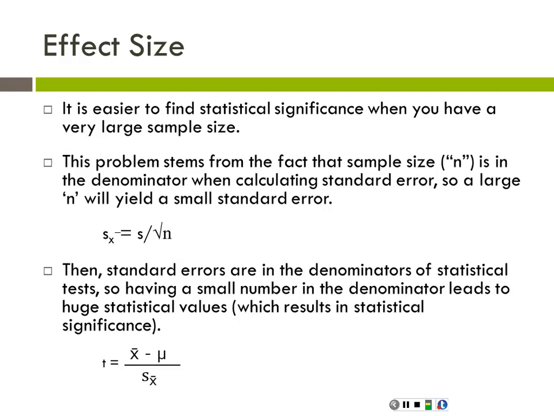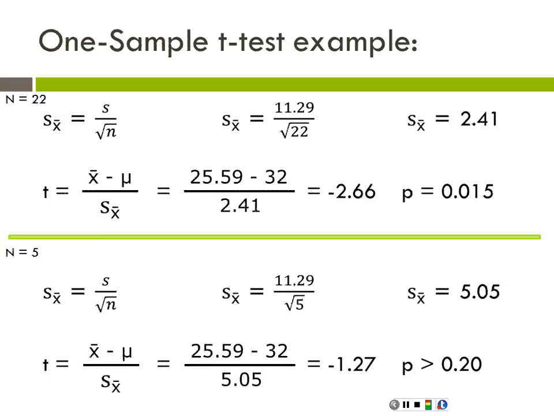And we can see this worked out right here. So you can see that on this top panel, I've got our N of 22. So here's a larger sample size. Down here is an N of 5.